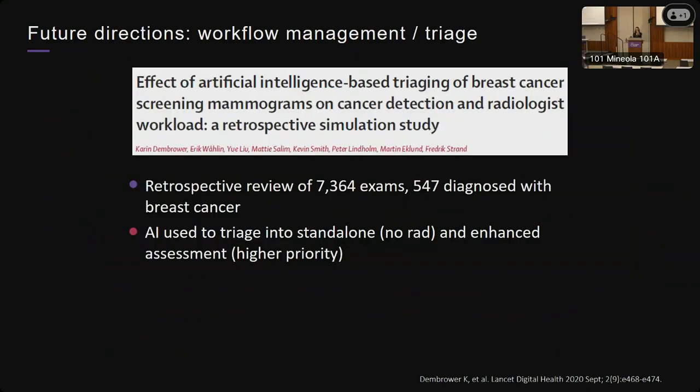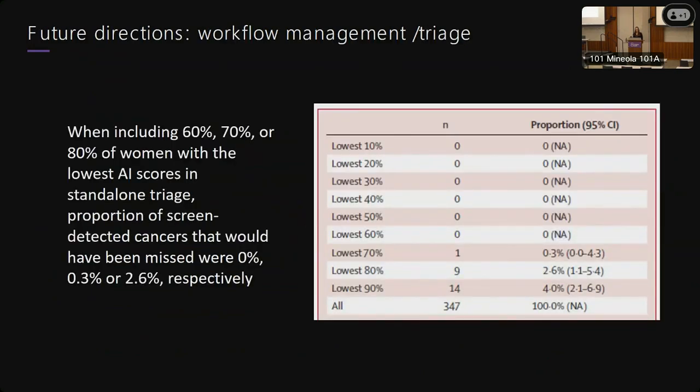This is another one where they retrospectively did the same exercise to see which percentage of mammograms they could get rid of. They saw that if they got rid of 10, 20, 30, 40, up to 60% of the lowest scoring mammograms, they could just take them off the radiologist's plate entirely, and they wouldn't miss any cancers. Now, if you accept a little bit of error, you can dismiss even more mammograms, right? And this might be a discussion to say, all right, well, are we okay with missing 0.3% of cancers? Perhaps not, but it's something that the community will have to discuss.